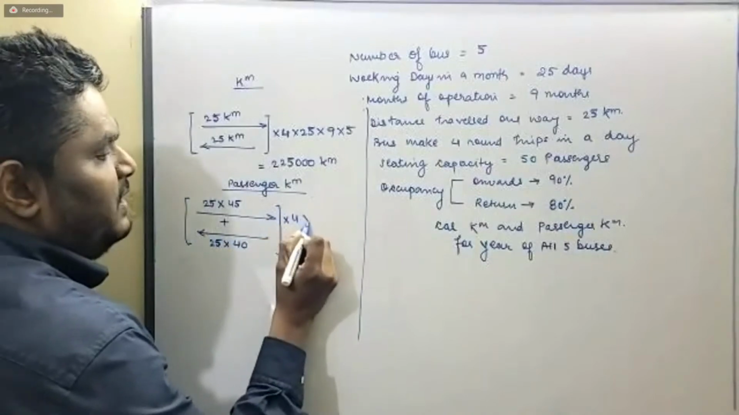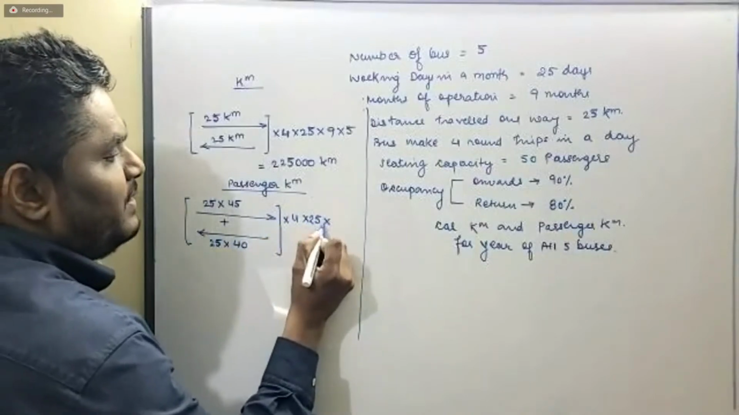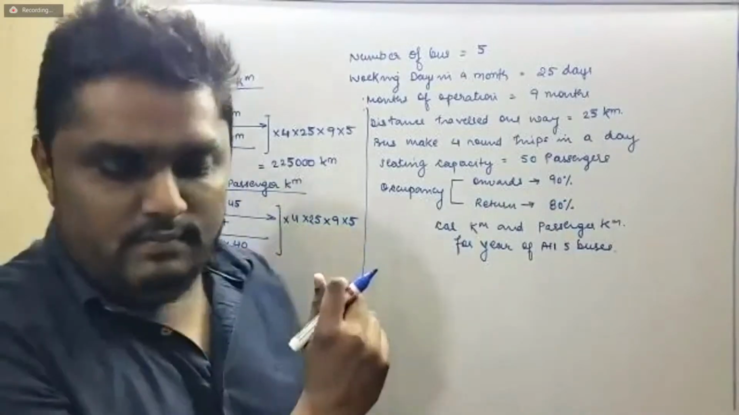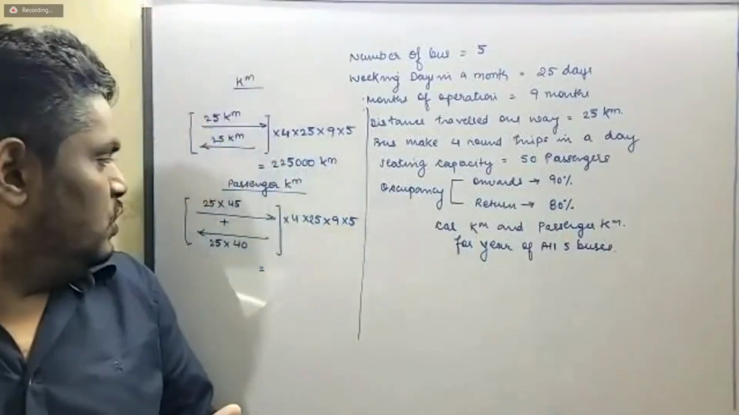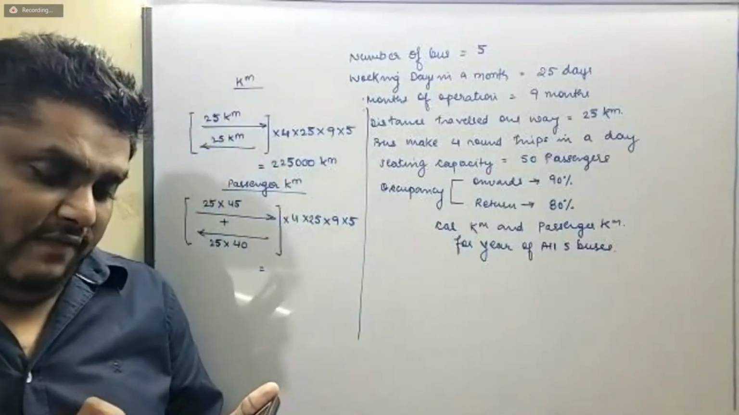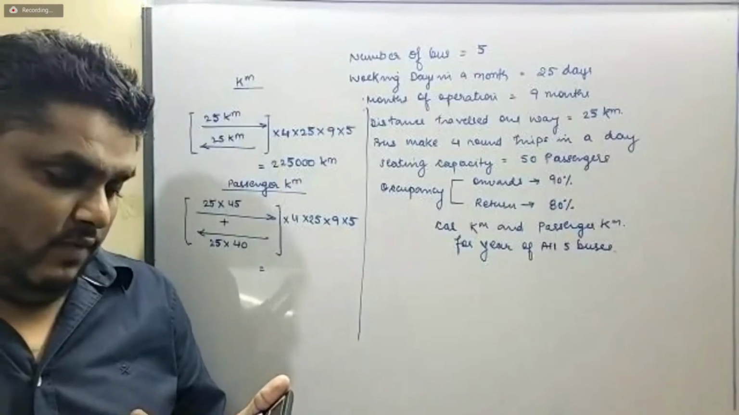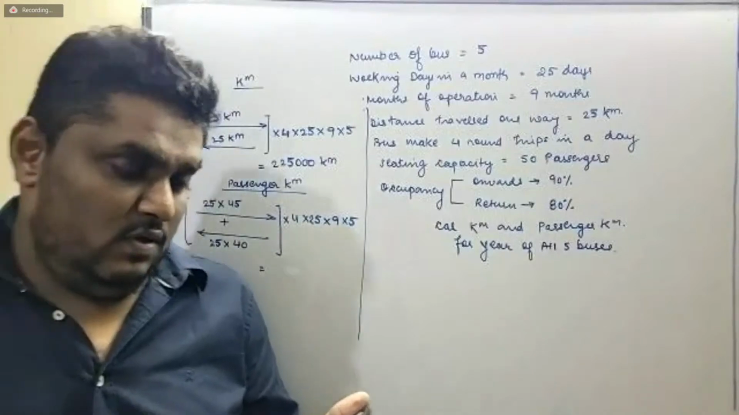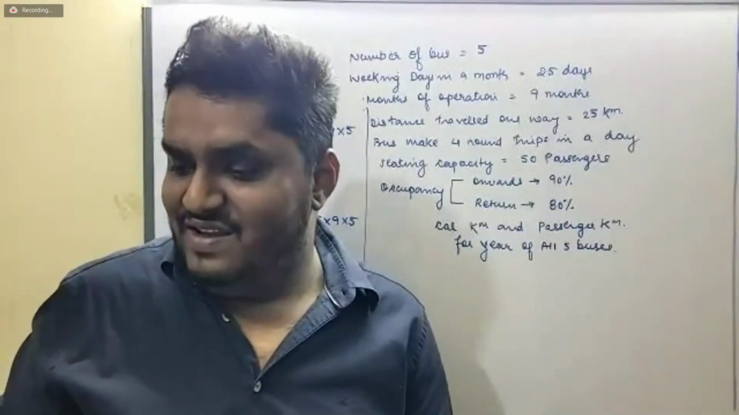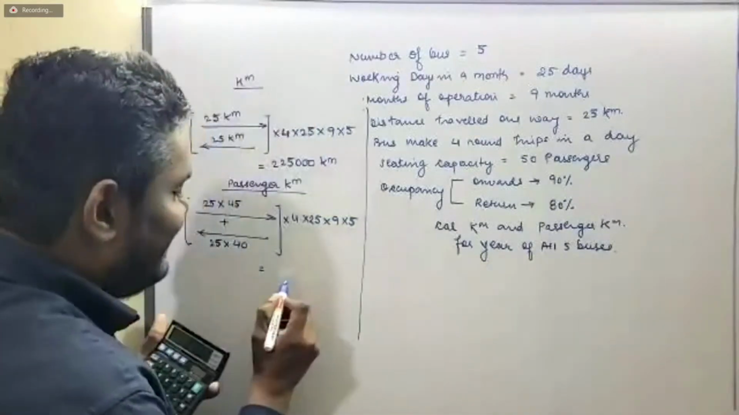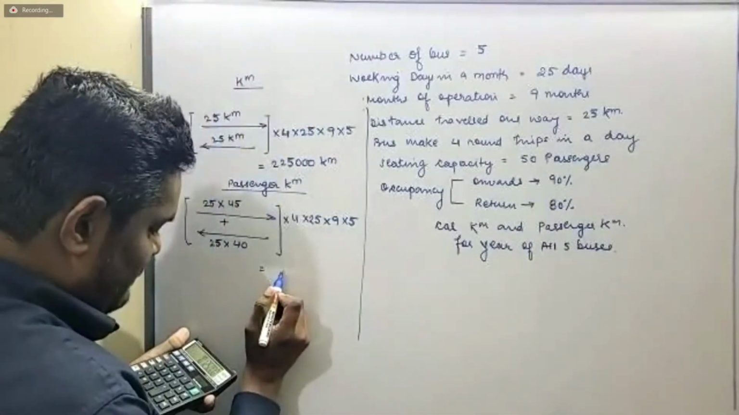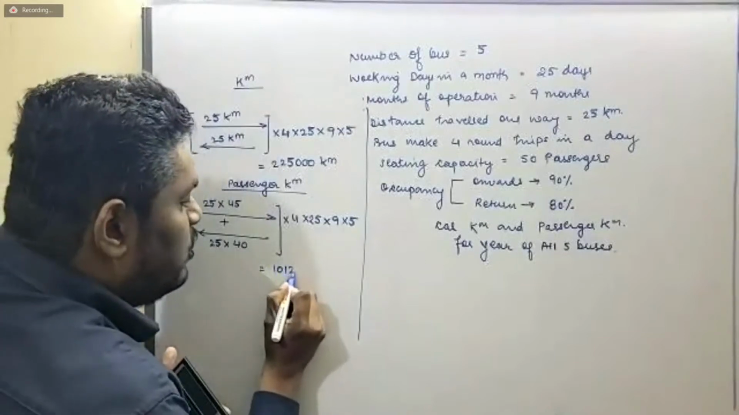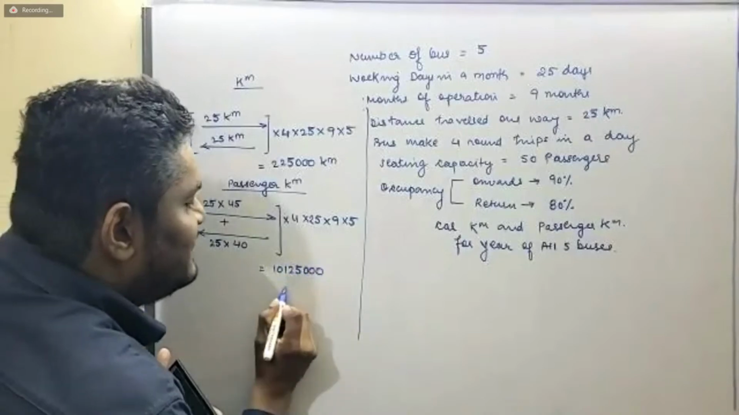into 4 trips in a day, into 25 days in a month, into 9 months in a year, into 5 buses. So 25 into 45, 2 into 4. So the correct answer is 101,25,000 passenger kilometer.